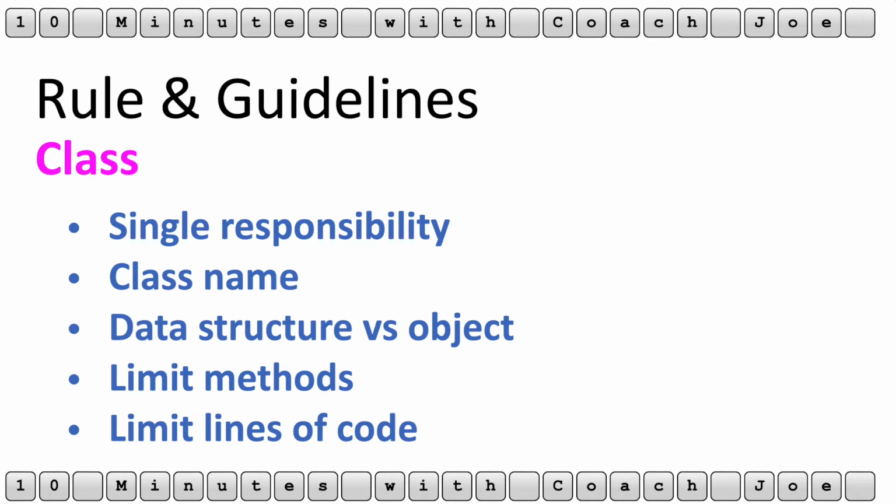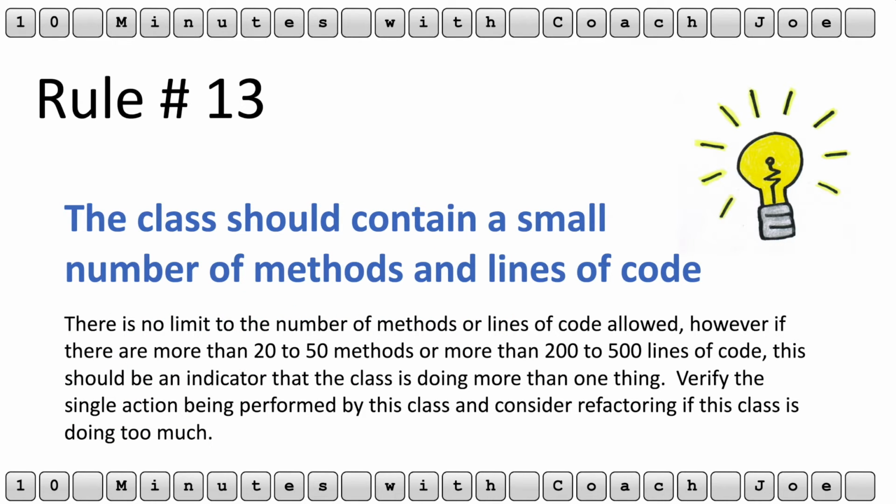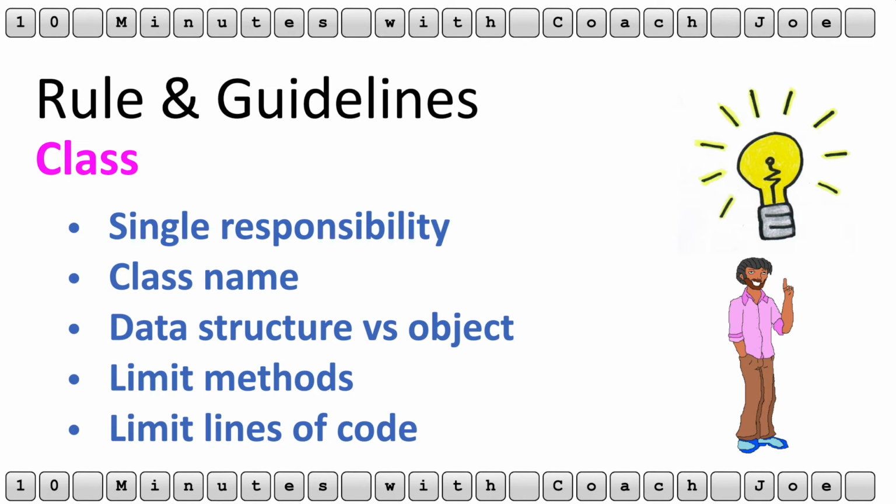The last rule or guideline is, limit the number of methods and lines of code. Coach Joe rule number 13 states, a class should contain a small number of methods and total lines of code. There is no limit to the number of methods allowed in a class. Each developer will have their own opinion and each situation will be different. Just know that as the number of methods gets higher, there's a likelihood the class is doing more than one thing. Same thing with the number of lines of code. As the total number of lines increase, there's a likelihood the class is doing more than one thing. If there are too many methods or lines of code, consider making another class.